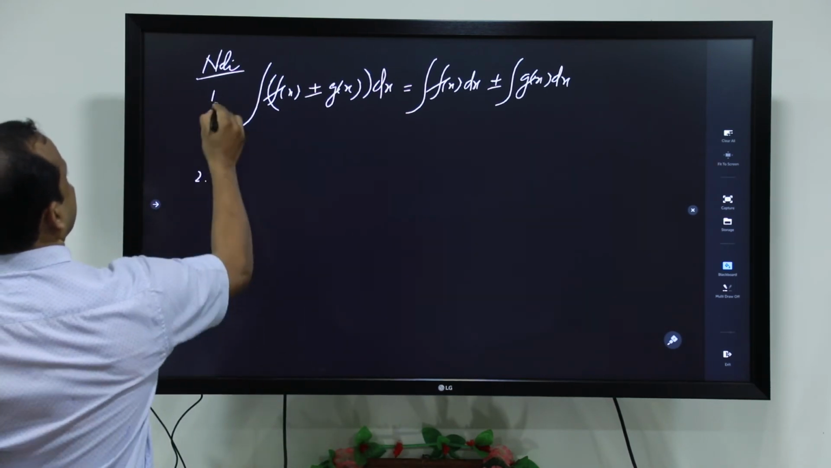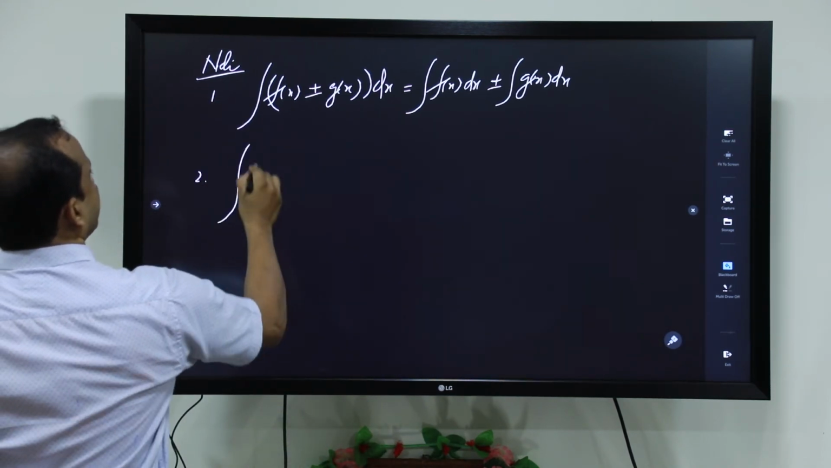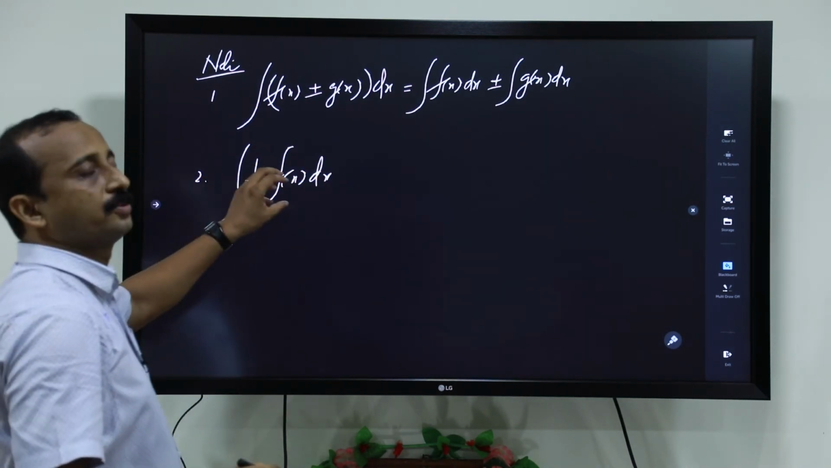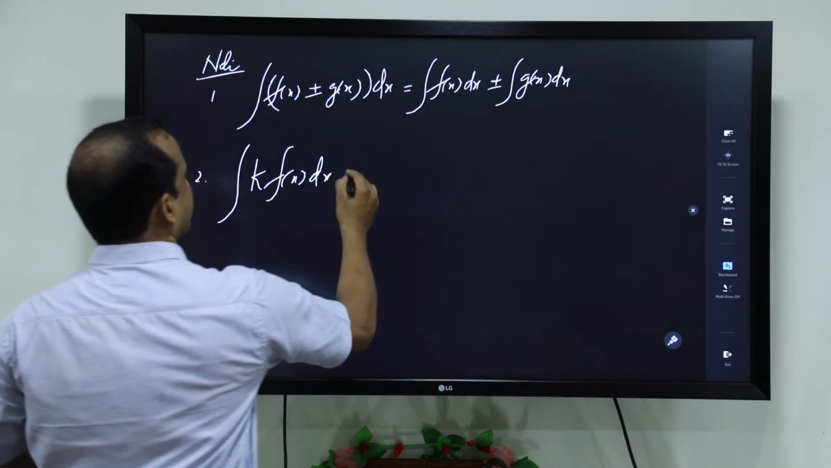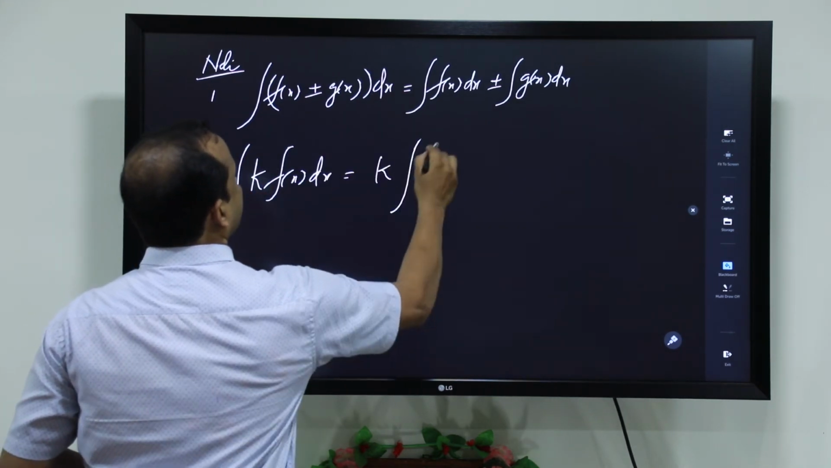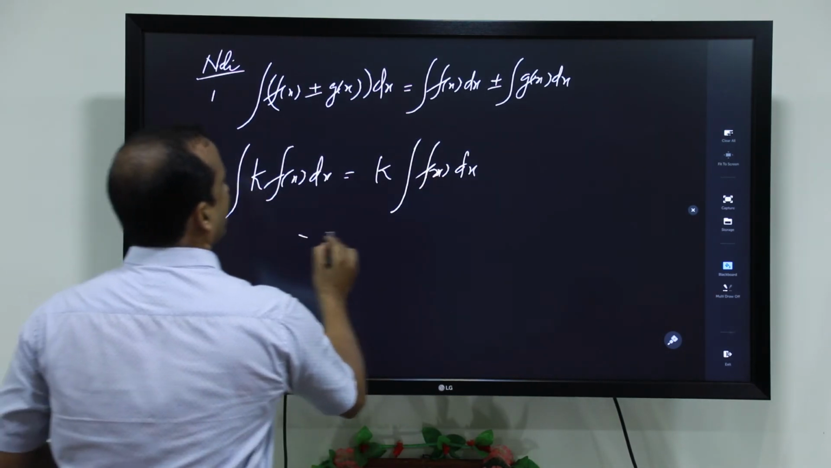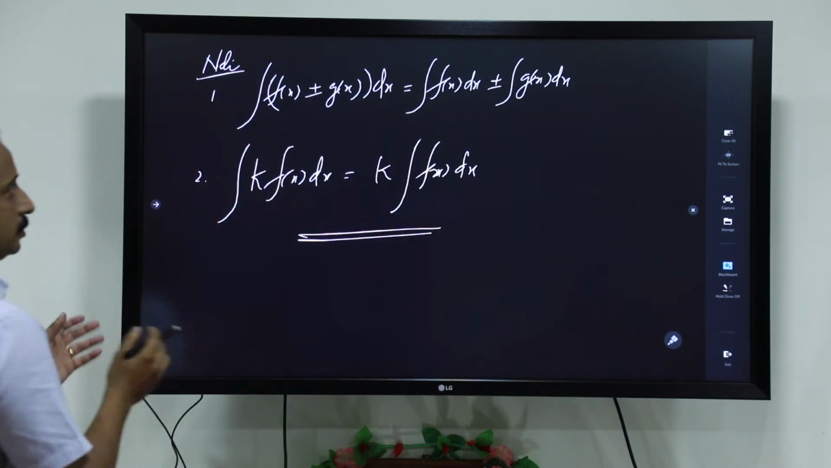And second is integral of k into f of x into dx. So, for a scalar quantity times a function, that is integral of k into f of x into dx, the answer is k into integral of f of x into dx. These are the two important notes.